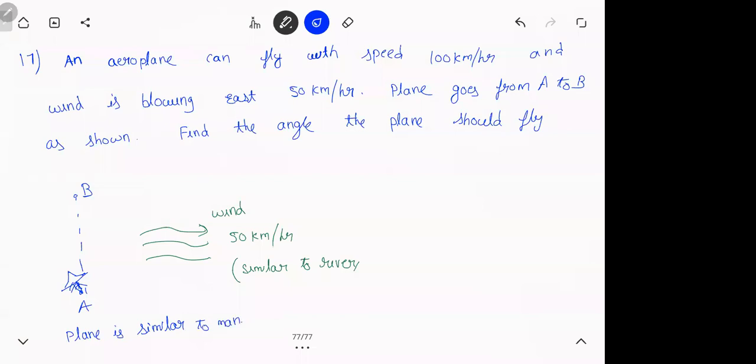These questions can be asked like that: river man, river boat, escalator man, or aeroplane wind. The concepts are exactly same except for the terminology. So at what angle should the plane fly so that it will reach city B? See, if the plane tries to fly straight now, because of the wind, it will go this way. Because the wind is drifting, you'll go at some other angle.